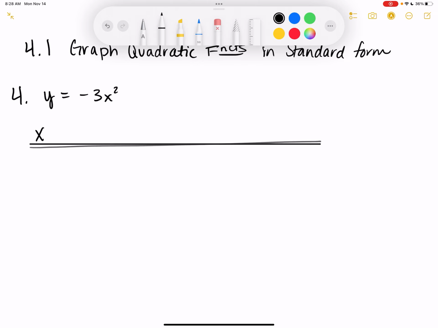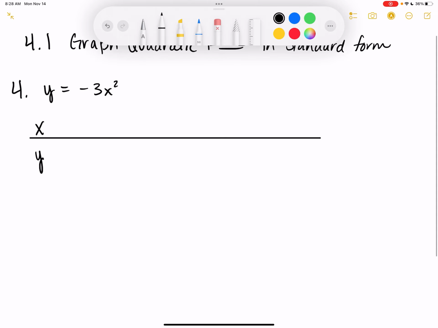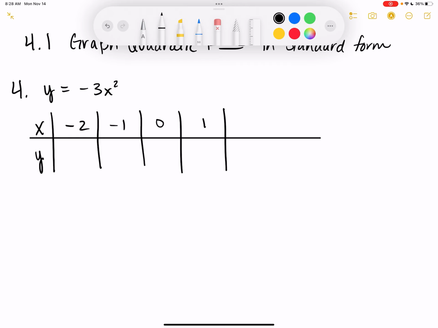And then we have x and y values. We're given x, we have to find y. So negative 2, negative 1, 0, 1, and 2. So then we're just going to plug in each value for x and figure out what y is equal to. So if you plug in negative 2 squared is 4 times negative 3, negative 12.